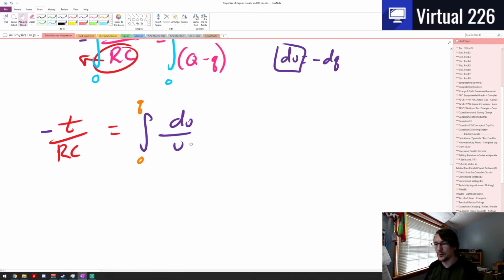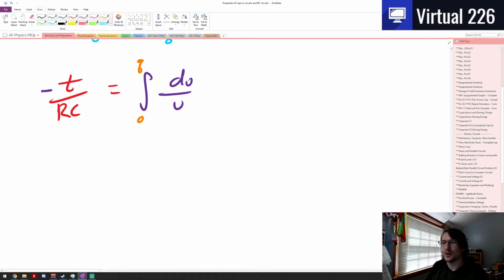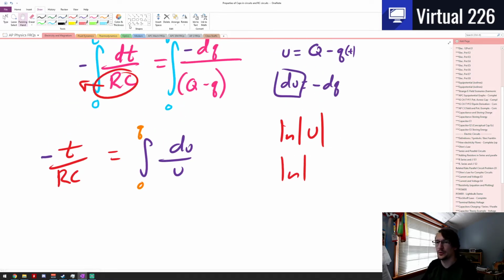Okay. Now, the integral of du over u is one that we should know, and it is the natural log of u. And that's something that you just need to know there. And what we'll do is once we get that natural log of u, we're going to put back in what we actually had for u. We're going to put back in the q minus q value. Okay, and that's why I don't change my bounds because I'm going to dump things back in these terms anyways.